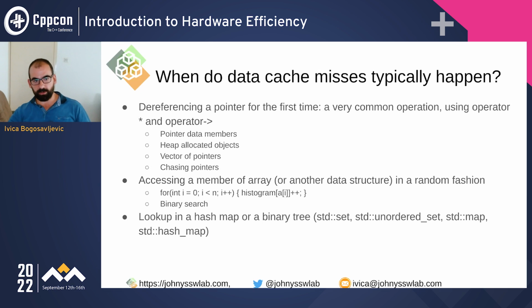Not only that, you can also get misses if you're accessing an array or another data structure in random fashion. We have here a histogram array, but we're not accessing it with i, we're accessing it with A of i. If A of i contains random values, then this access to histogram will be random. Also, if you have an array and you're doing a binary search on it, you will typically be performing random data accesses, and it will result in data cache misses. And every lookup in a container built around pointers, such as binary trees and hash maps, will result mostly in data cache misses. So std::set, std::unordered_set, std::map, std::unordered_map.